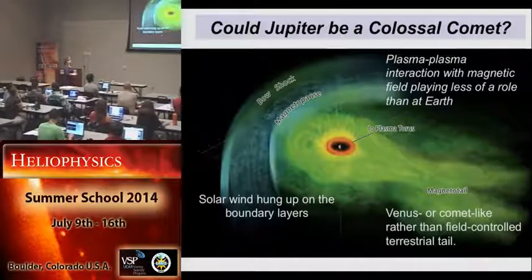And we have to think of the solar wind being hung up on the boundary layers in this viscous interaction. With a comet, it's the pickup process, the ionization of the neutrals coming from the comet. In the case of Jupiter, it's this interaction between the magnetosphere and the outside solar wind. You have an internal driver of material from the Io plasma, sending stuff down the tail. And I do believe that the tail configuration could be more like a cometary or Venus-like interaction than the standard terrestrial magnetosphere.